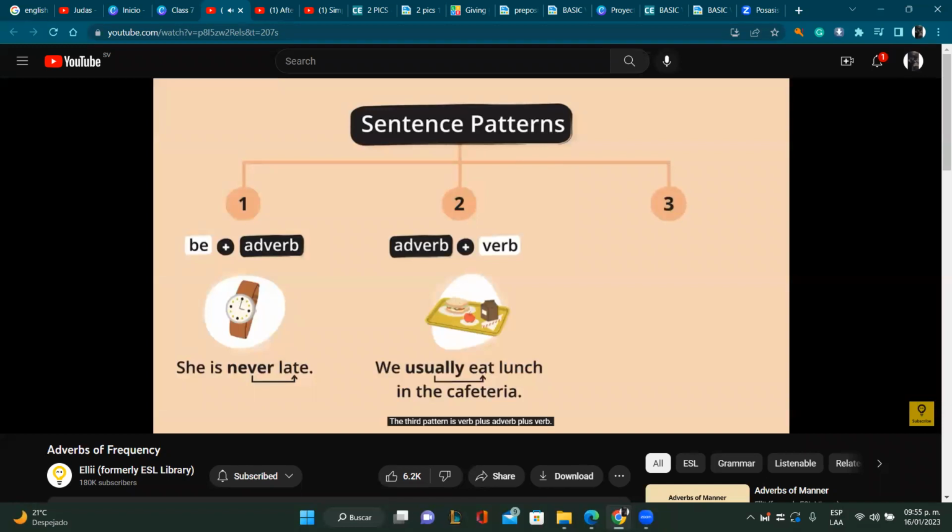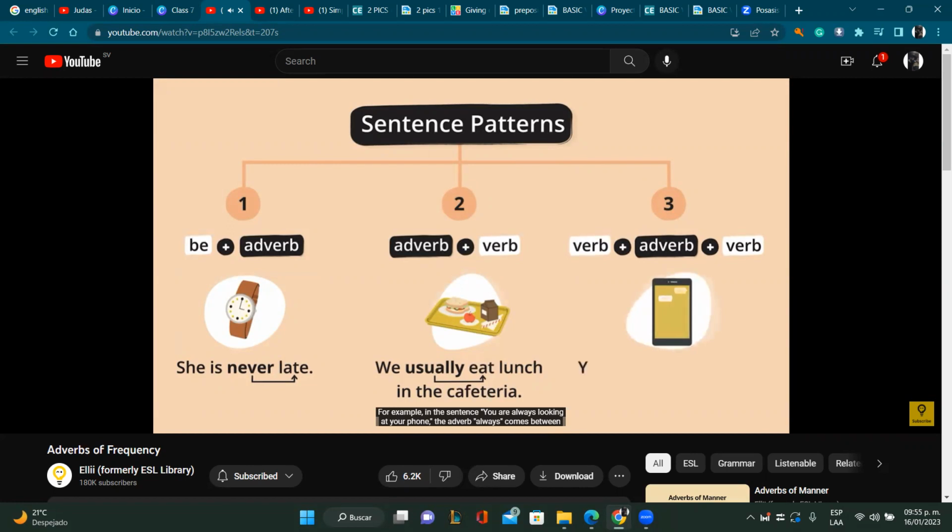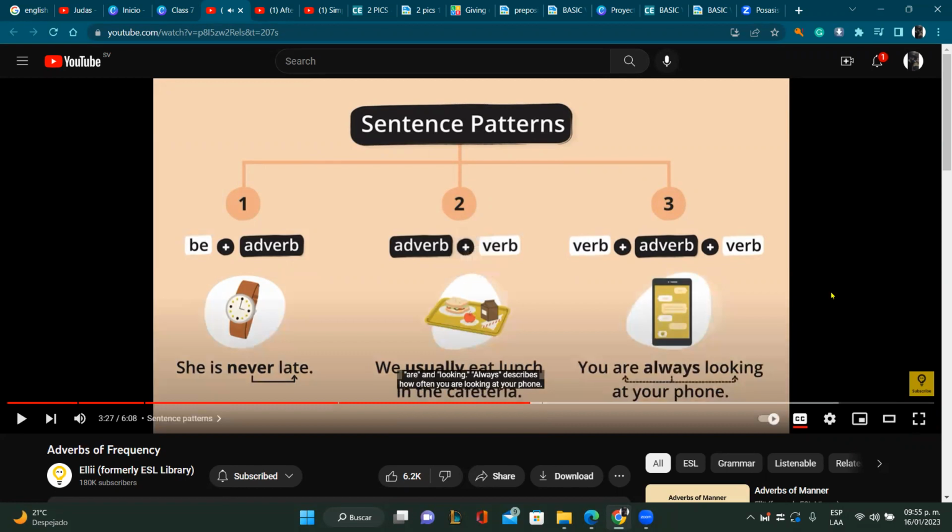The third pattern is verb plus adverb plus verb. When a verb has 2 or more parts, the frequency adverb usually follows the first part of the verb. For example, in the sentence, you are always looking at your phone, the adverb always comes between are and looking. And in this case, we apply these 2 rules.